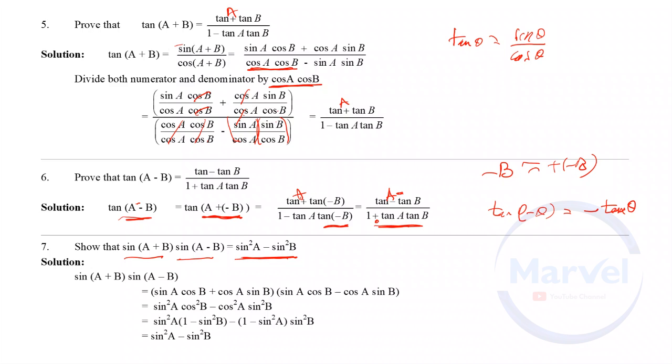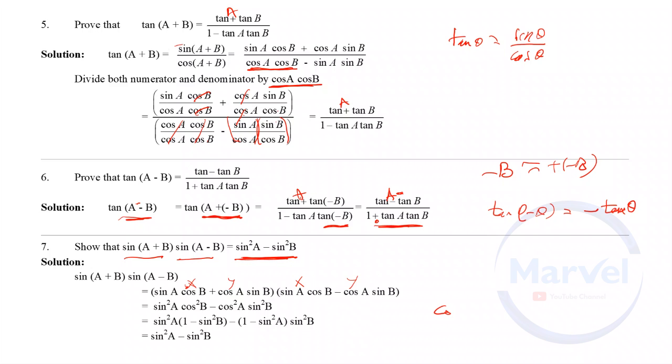What is the general rule for sine a plus b? Opposite function, same sign. So sine a cos b plus cos a sine b into sine a minus b, sine a cos b minus cos a sine b. Assume this is x and this is y, x plus y, x minus y. So x square minus y square. What is x square? Sine square a cos square b minus cos square a sine square b. But we need only in terms of sine. We don't need cos. So replace.